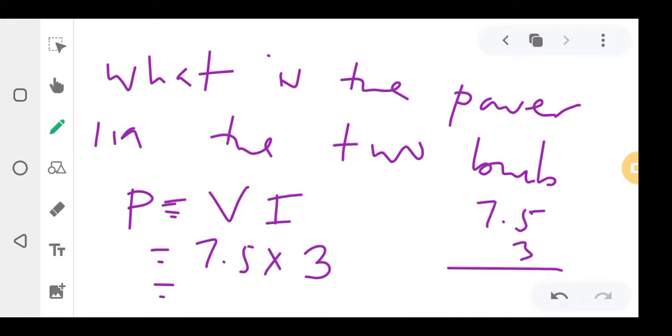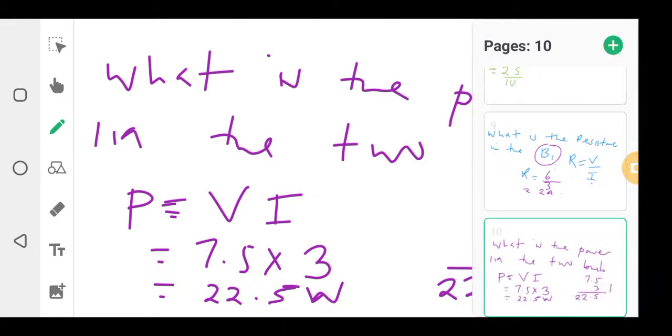3 times 5 is 15. 5 carry 1. 3 times 7 is 21, plus 1, 22. So you put the point here. So it will be 22.5 watts. Power is measured in watts, so you put W. Okay.